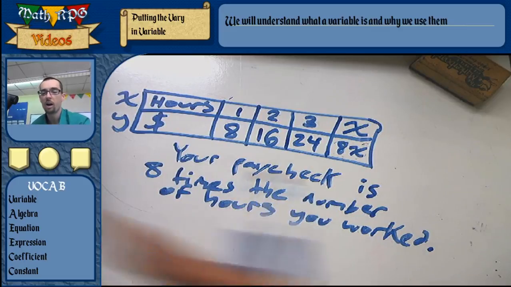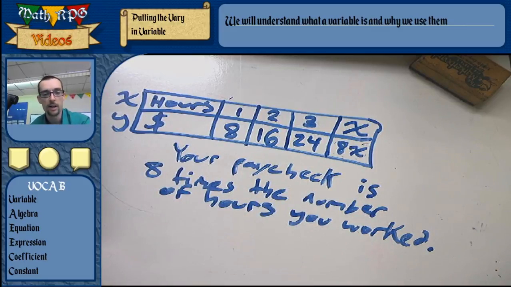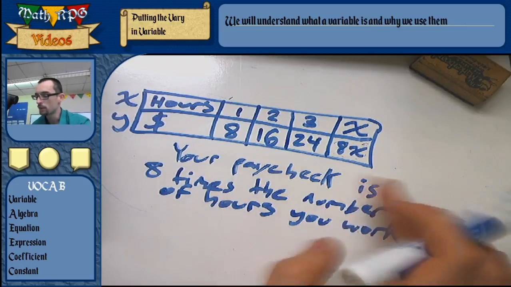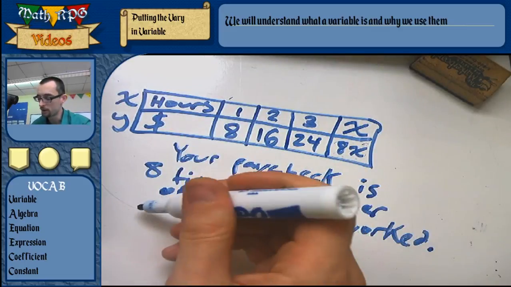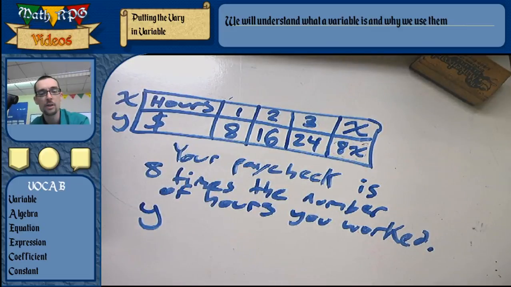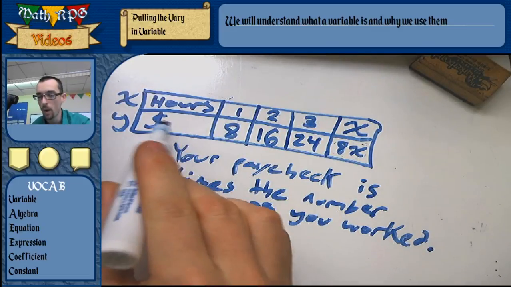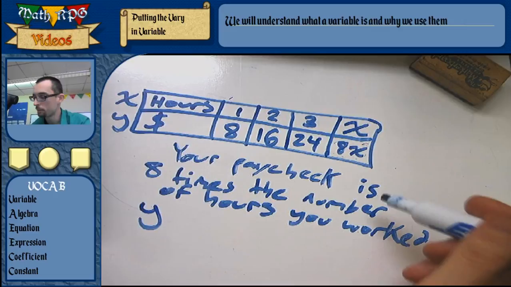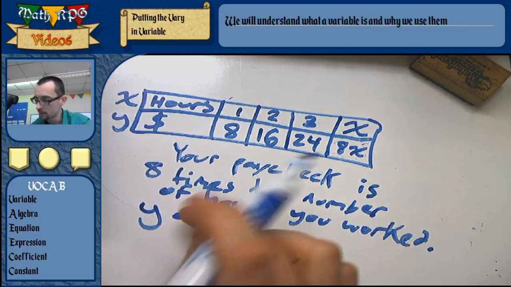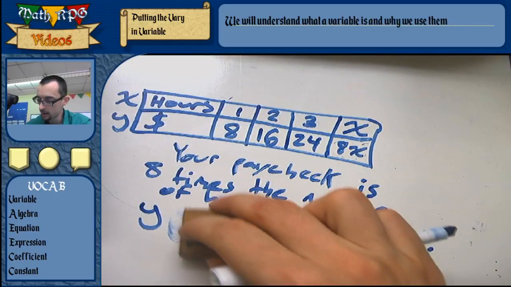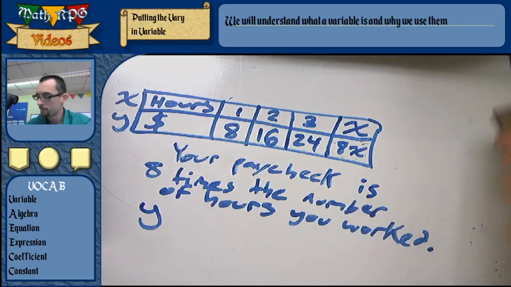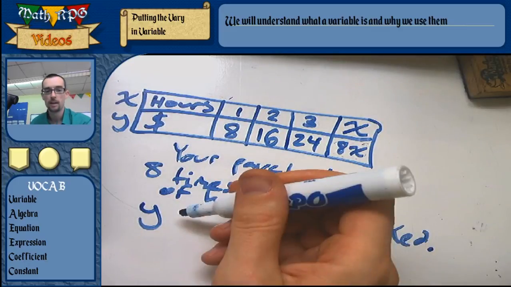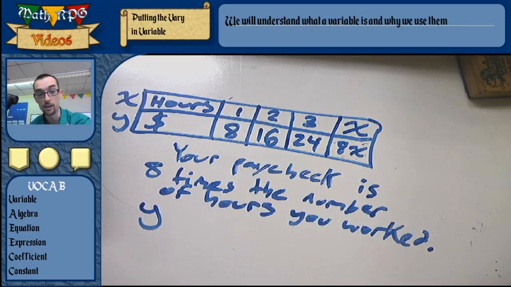But this is so long, and in math, we don't like to write so much. We're kind of lazy. We like to put equations. So instead of your paycheck, I'm putting Y because that represents your paycheck, the money you take home. And instead of is, I'm going to put the equal sign. Equal sign just means is. If I say I am Mr. Baker, that just means I and Mr. Baker are equal. We're equivalent. We're the same thing.